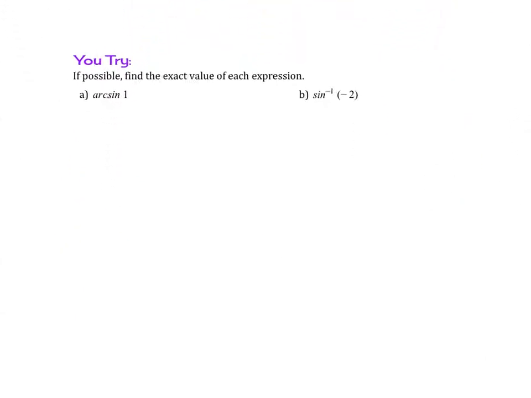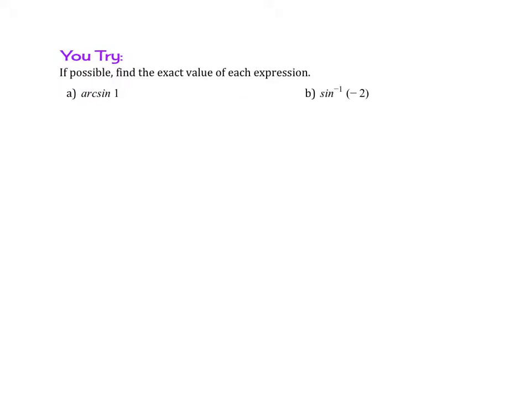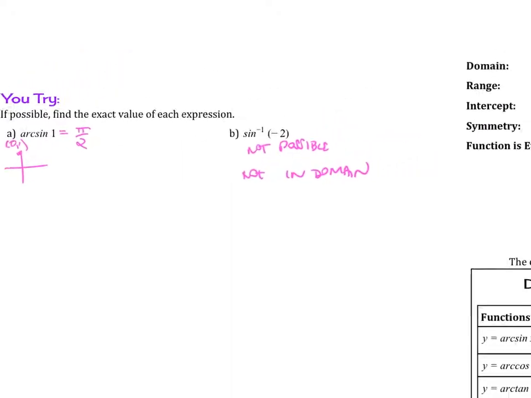So try these two examples. Find the exact value of each expression if possible. Arc sine of 1 is pi over 2, since sine equals 1 when it's pi over 2. And then letter B, it's not possible because it's not in the domain.